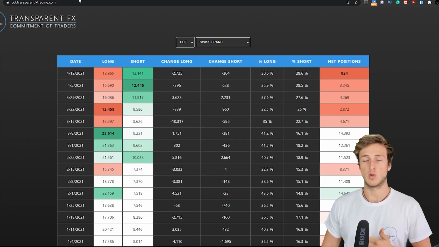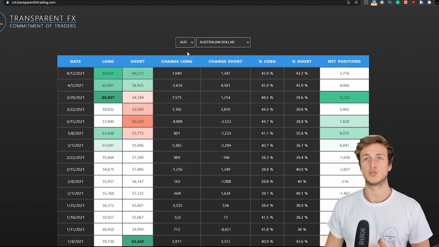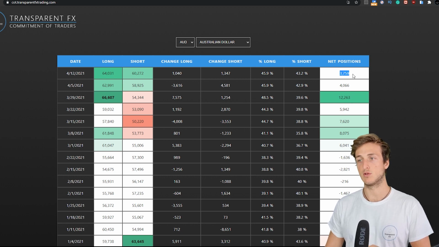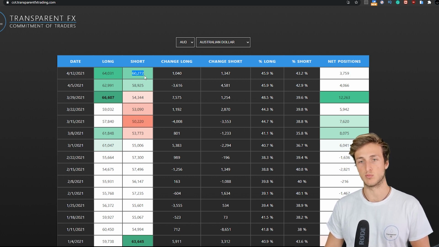Now, if we go and see what we have from a COT perspective, so commitment of traders, which is what hedge funds are currently doing in the market, what we can see is that with the last report, we went from having 12.2k net positions all the way down to having 3.7k net positions. So overall, the net positioning on the AUD is decreasing, so the AUD is getting weaker, with shorts getting increased from an institutional perspective from 50.2k to 60.2k, and longs getting decreased from 66.6k to 64k.